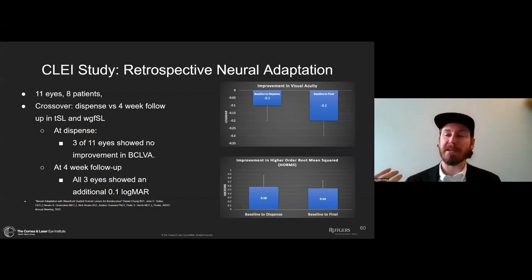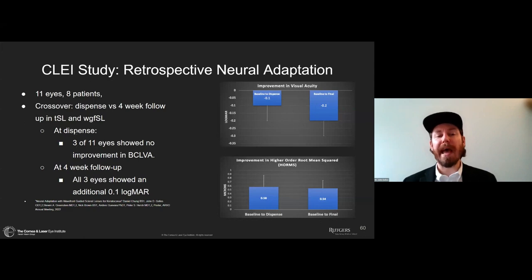We also looked at the effect of neural adaptation, right? We wanted to look at patients and say, hey, if I put a lens on you today, is that the same vision that you're going to get once you've neurally adapted to this lens? So what we did was we dispensed lenses and measured them in office, and then we measured them again 4 weeks later and compared the differences between those traditional optics and the wavefront guided optics.